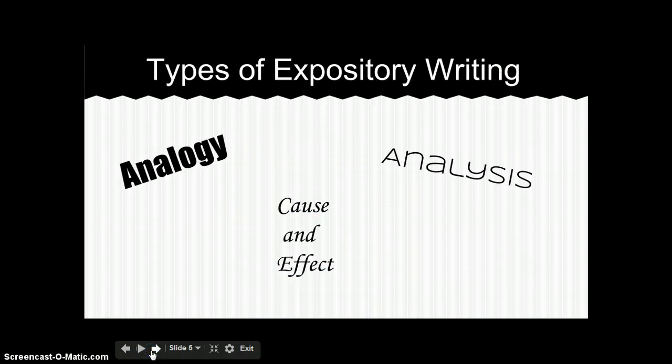These are the different types of expository writing. These are just a couple of examples. Analogy, cause and effect, and analysis. And as you know, at the end of semester 1, we wrote analysis papers of a literary work, and in Mrs. Houghton's class we analyzed young adult zombie literature.